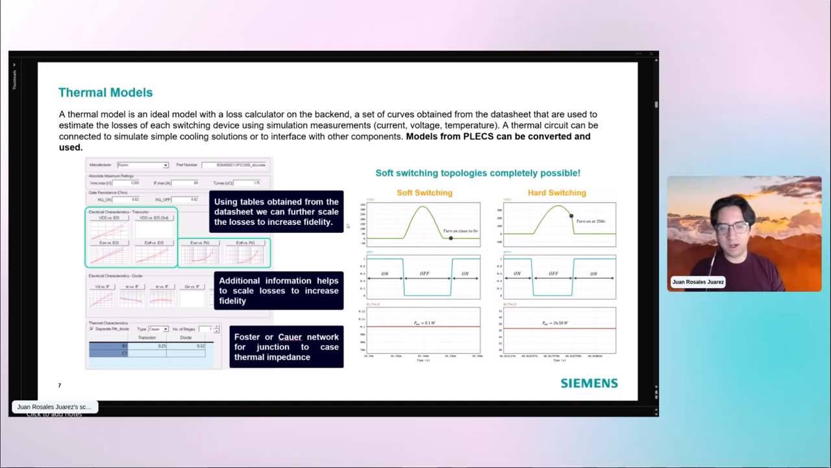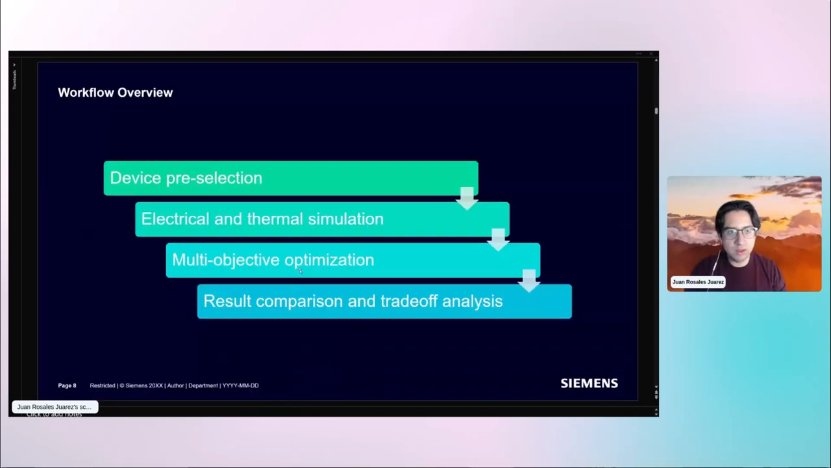Essentially, these are ideal models, so a perfect transition between on and off states. But behind them, there's a calculator that calculates losses accurately depending on the operating point and the temperature of that device. So yeah, and those are the models that we're going to be working with.